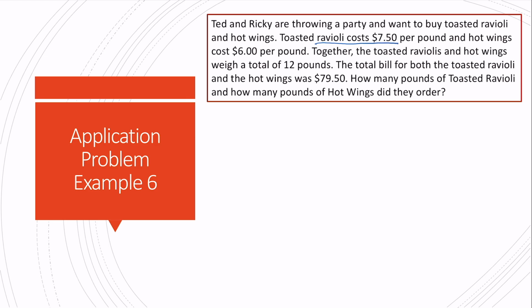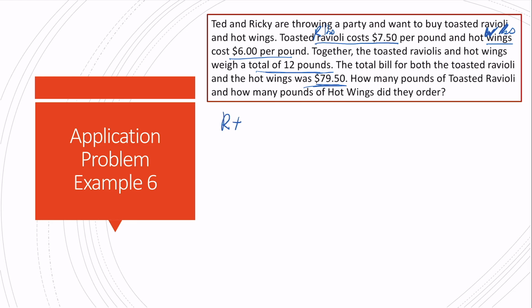Toasted ravioli costs $7.50 per pound, and hot wings cost $6 per pound. Together they bought 12 pounds, and the total bill was $79.50. So I'm trying to figure out how many pounds of each they ordered. Some good variables, I think, would be R and W, which stand for the pounds of ravioli and the pounds of wings.